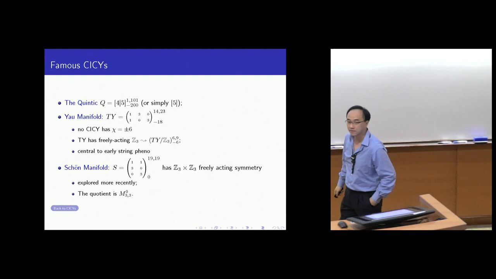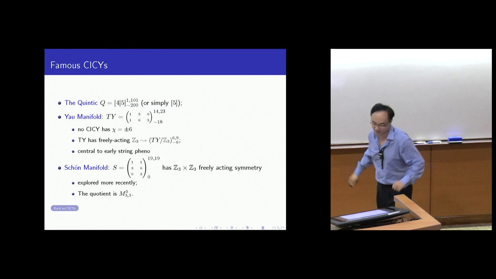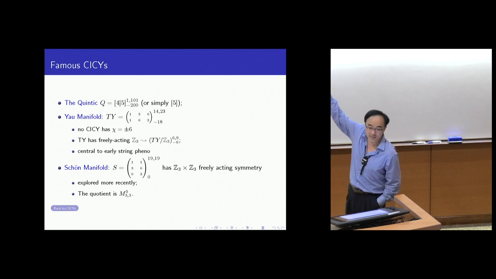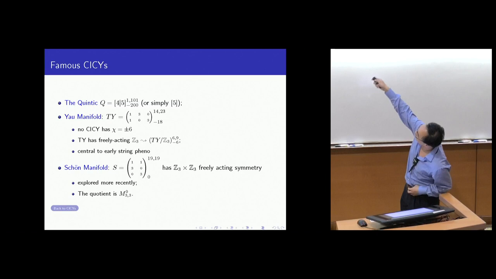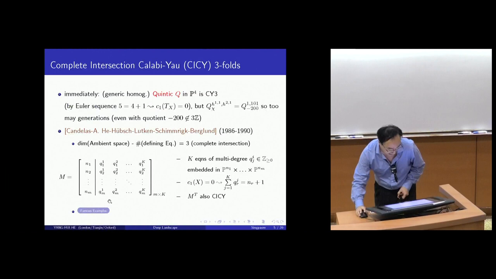If you do phenomenology on this manifold, you tend to get three generations. This one didn't have Euler character minus 6, but it had minus 18, which is 3 times 6. Then you can quickly find a freely acting Z3 action, which quotients to what you want. And if you take its transpose, it's actually the doubly elliptically fibered Schoen manifold over P1. So these are nice examples. Here's a question which these guys faced.